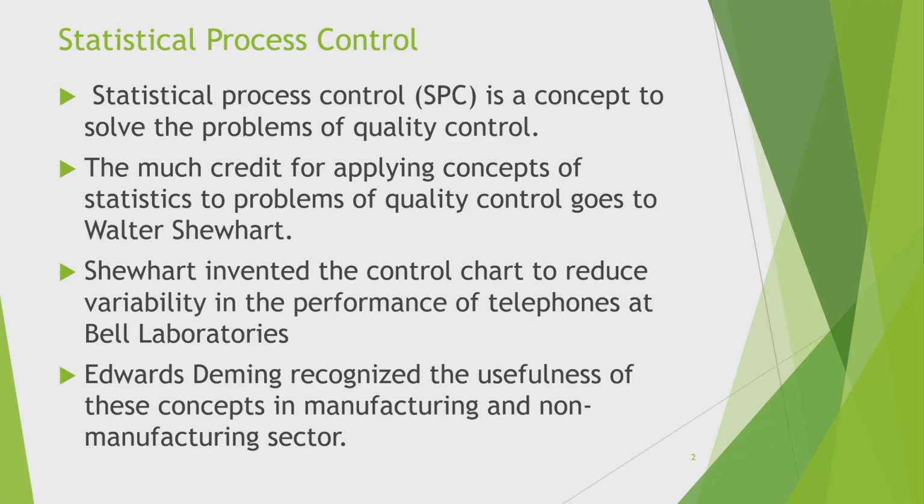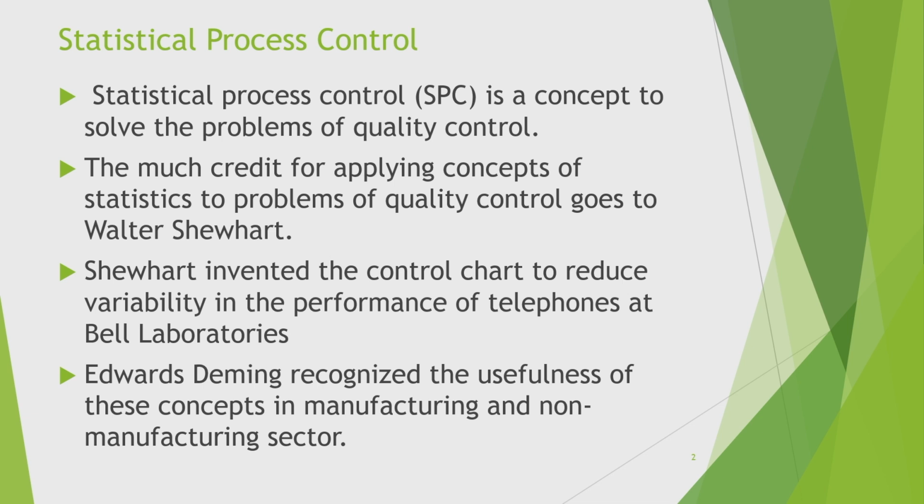In the last lecture, we discussed acceptance sampling. In this 14th lecture, I will tell about control charts. It is a part of statistical process control. Statistical process control is a concept to solve the problems of quality control.